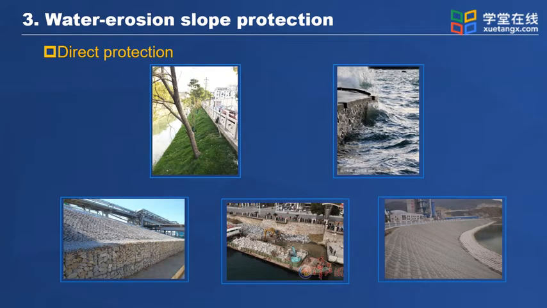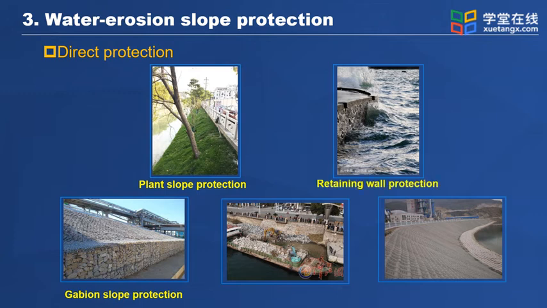For direct protection, protective structure should be set at the slope surface or slope top to reduce the scouring of water flow. The direct protection method may include the plant slope protection. We can plant grass or trees. The gabion slope protection, we can put the block stone into the cage. The retaining wall protection, the riprap protection, and geomembrane bag, and so on.